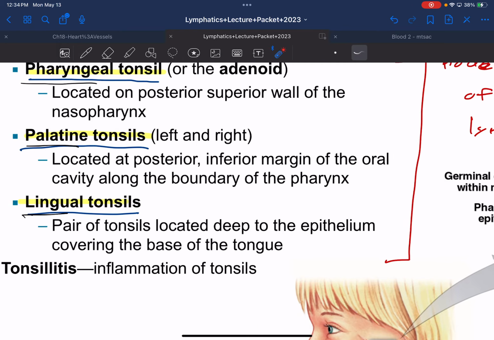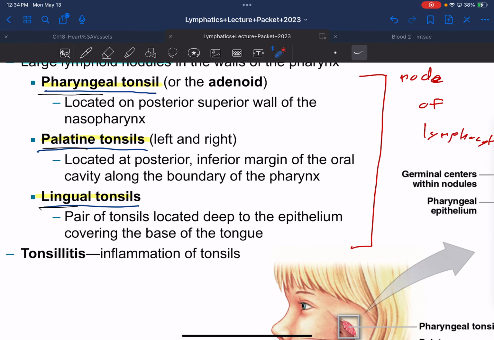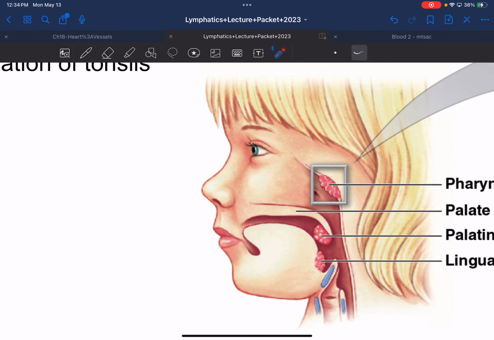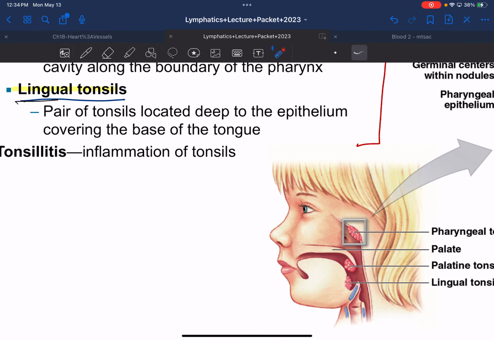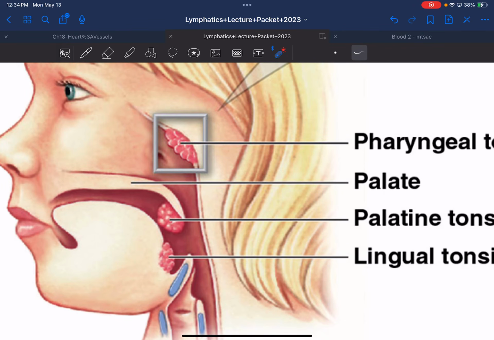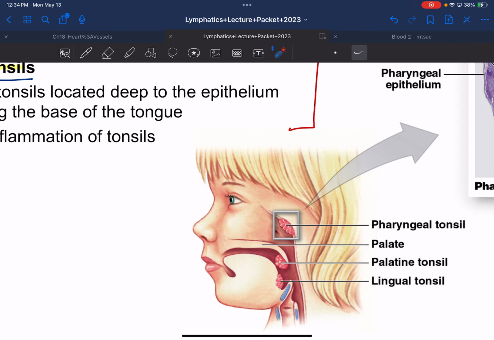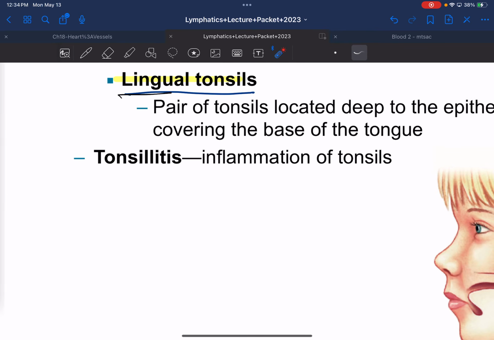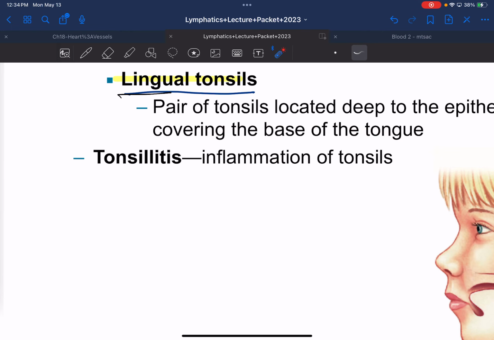And lastly, lingual tonsil. Lingual in Latin means tongue. And so lingual is going to be at the base, the root of the tongue. Lingual tonsil. So we have those three tonsils to worry about. And they are an example of lymphoid nodules because they do not have capsules. And tonsillitis is when you get inflammation of either one of those tonsils.